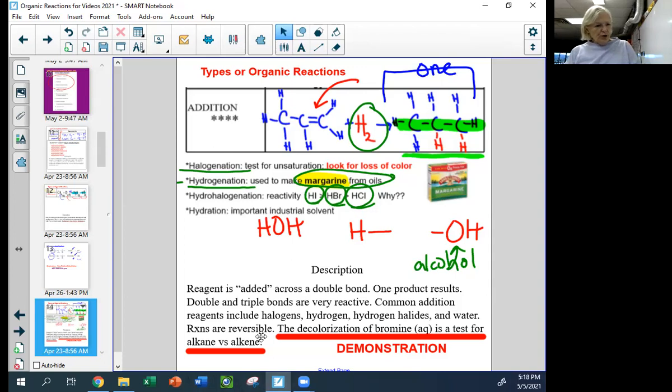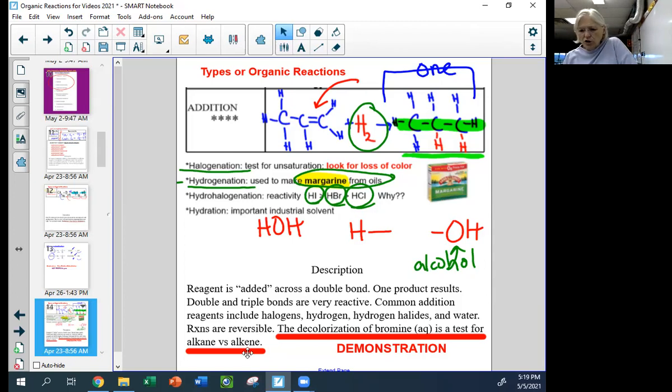If you read the description, a reagent such as hydrogen or a halogen or water is added across the double bond. One product results. Double and triple bonds are very reactive. You don't need any special conditions. This reaction goes. And then it mentions the common additions again. All of these organic reactions, except combustion, are highly reversible.